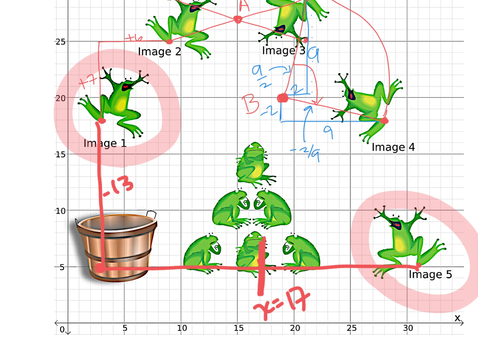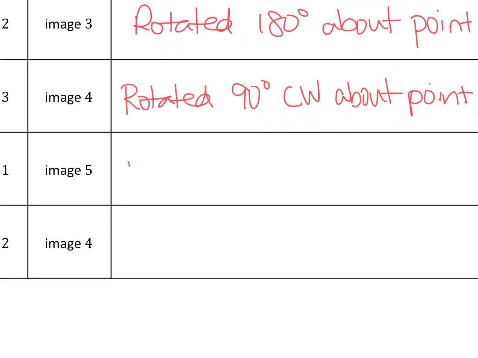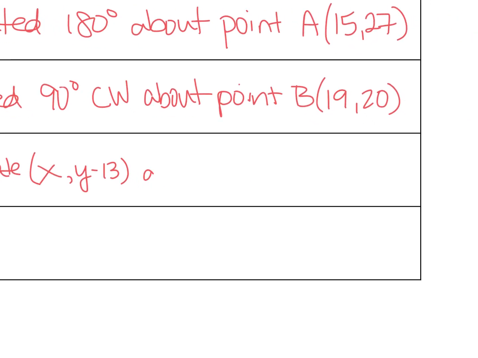Let's fill that in for 1 to 5. So we're going to say translate x comma y minus 13. Okay, and reflect across x equals 17. Okay, so that one's good.